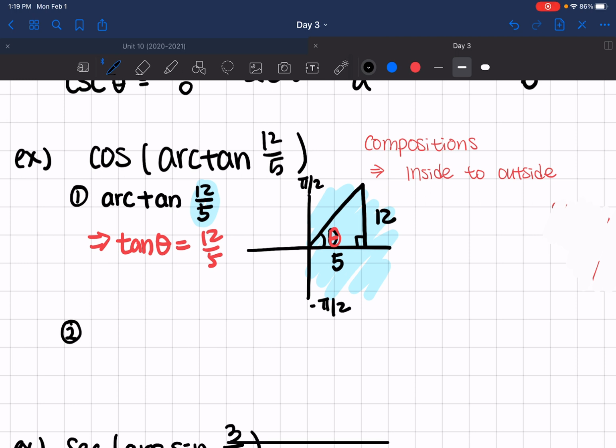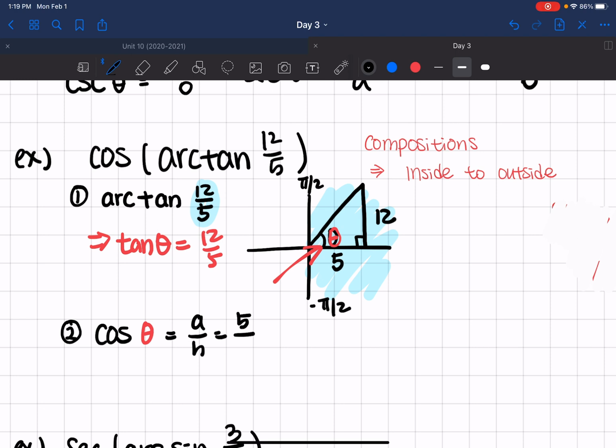So for the outer function, it is cosine, right? In this case, you're dealing with the same angle and the same triangle that you figured out in the first step, okay? So it's asking, what is the cosine of this angle right here? Remember, cosine is adjacent over hypotenuse. Okay, so I know the adjacent of this angle is 5, but I don't know the hypotenuse, meaning you have to find the hypotenuse. Now, how can you find it?